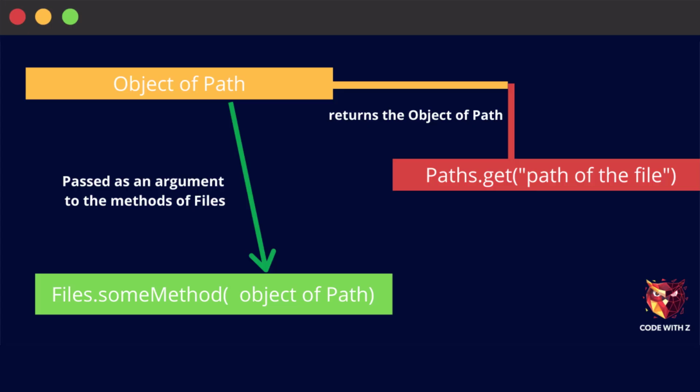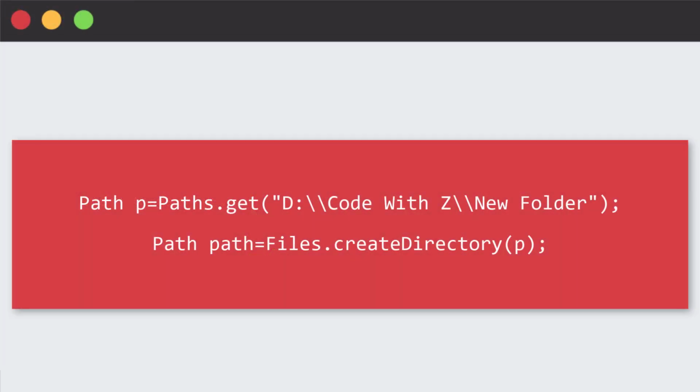Once we get the Path object, we can pass it to the methods of Files and get whatever operation we want done. So in simple code, you can see on the screen how exactly it looks. If I want to create a folder or a directory, this is how it looks.